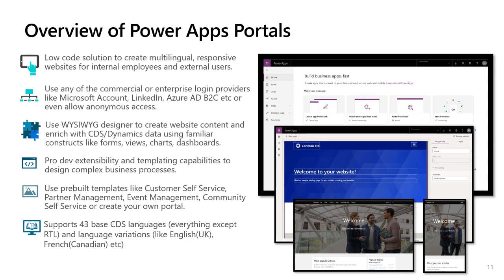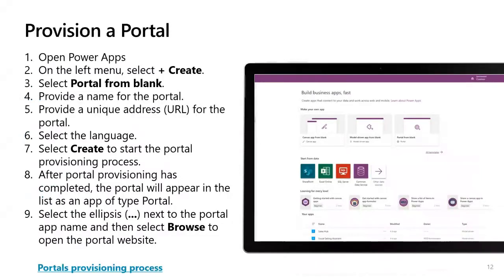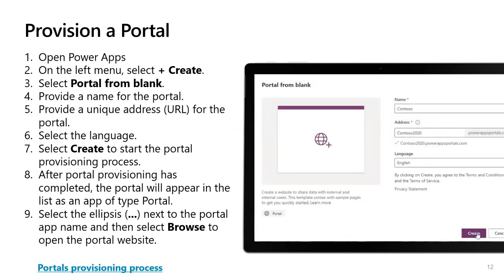Rachel, can you move to the next slide, please? Perfect. Thank you. So how do we provision a portal? This is very simple. You can go into the Power Apps Maker portal. On the left menu, you can simply click Create and select the portal from blank.